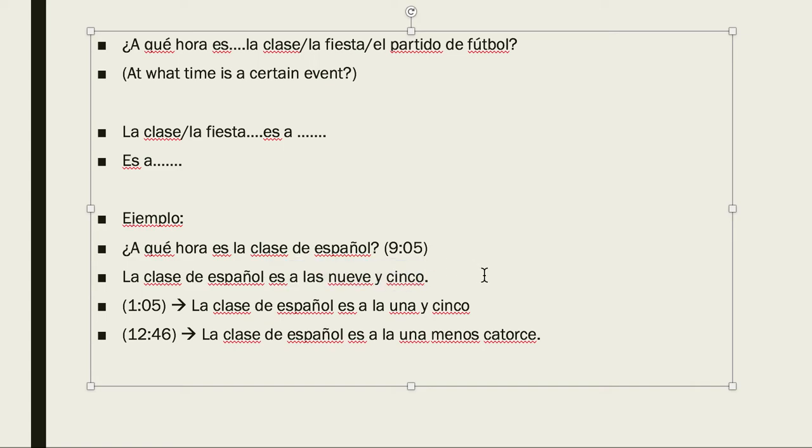If the class were at 1:05, we would answer that by saying, La clase de español es a la 1:05. And if the class were at 12:46, we would say, La clase de español es a la 1:14. It's 1 minus 14 minutes.